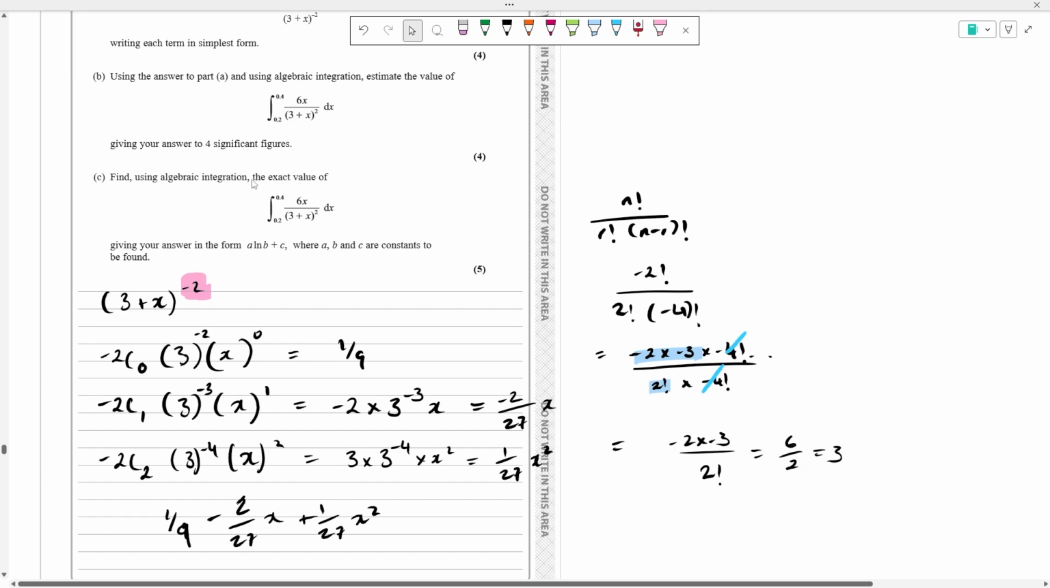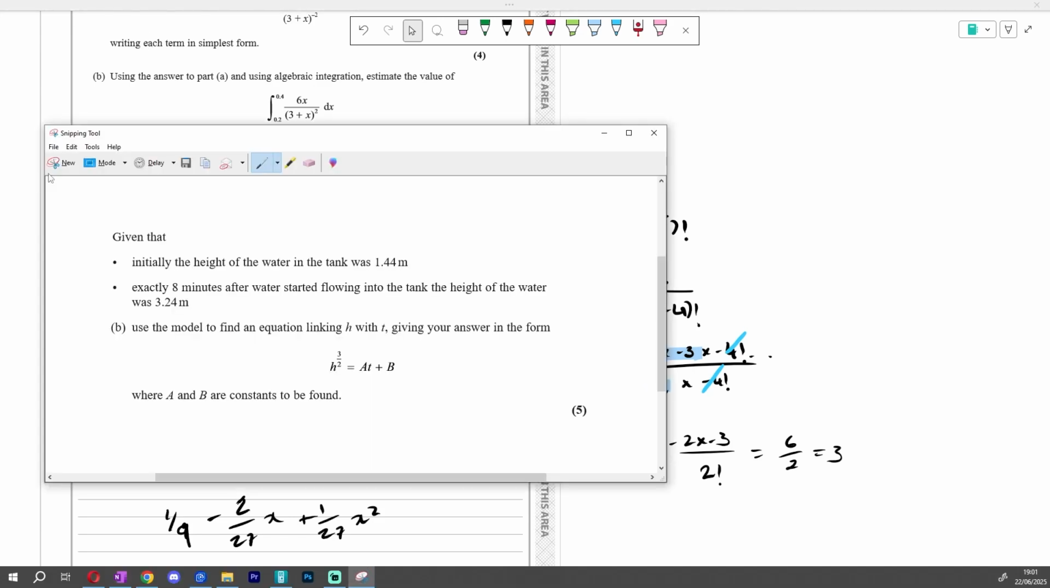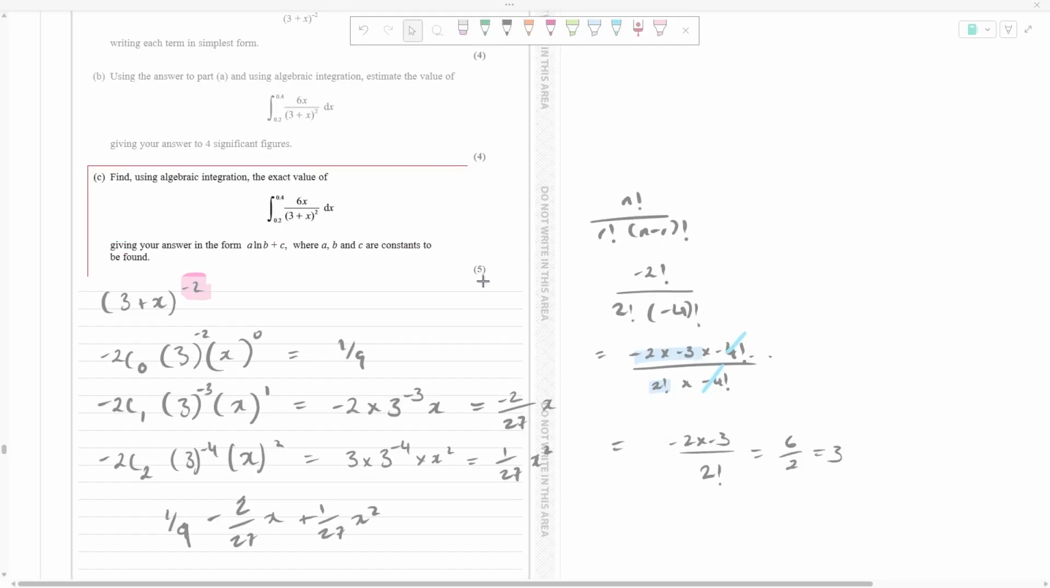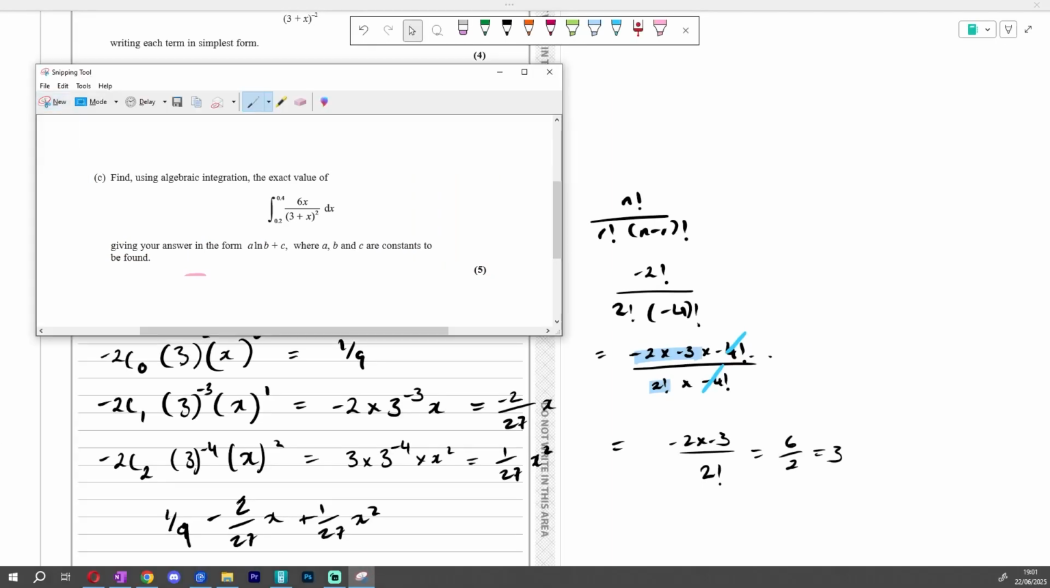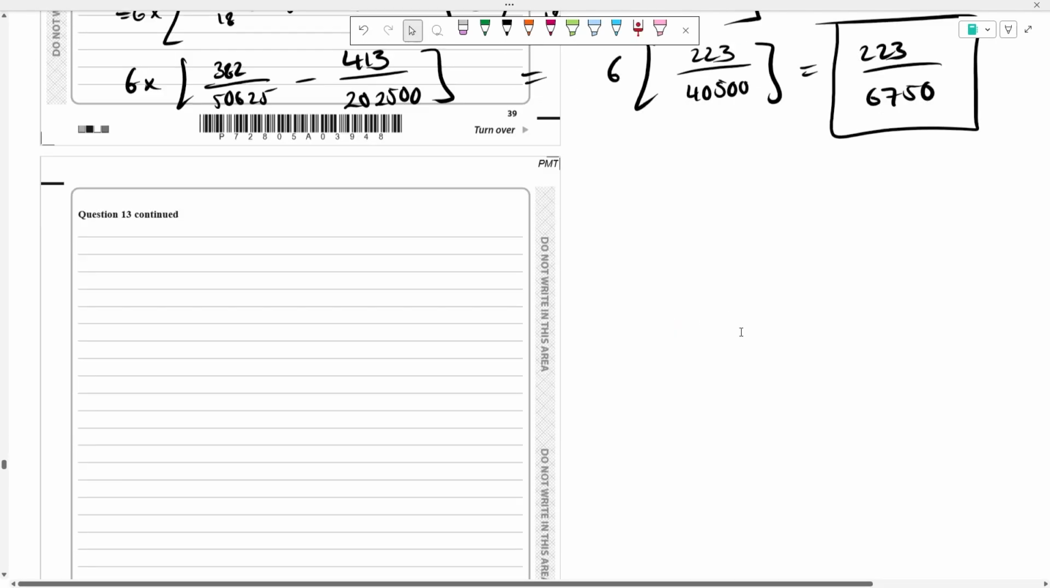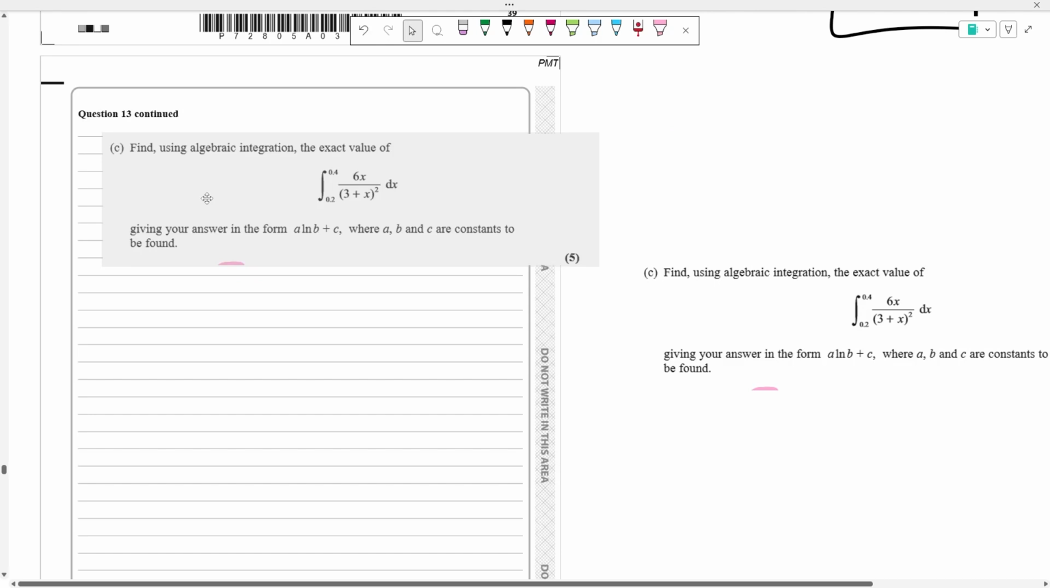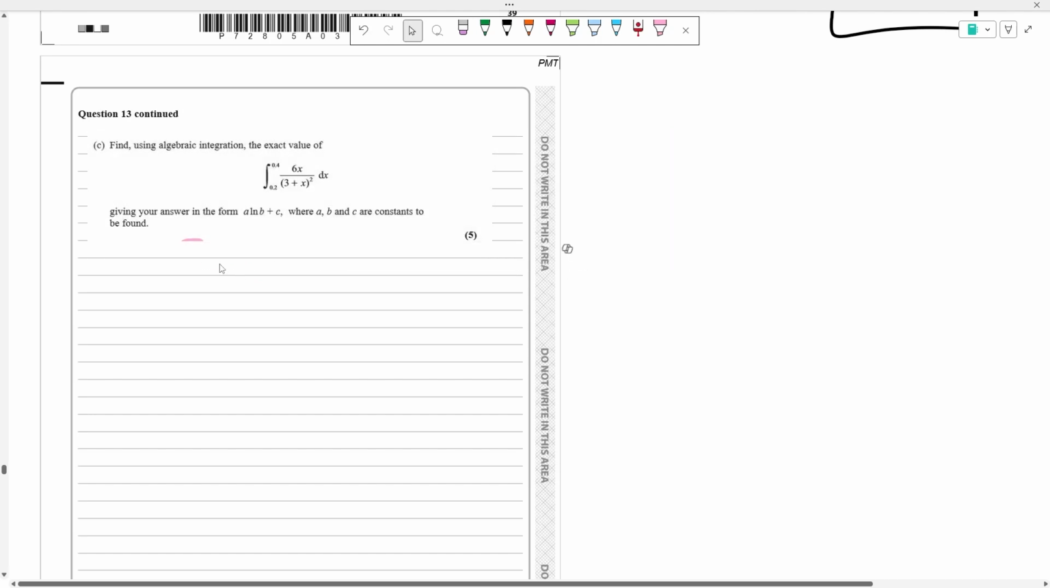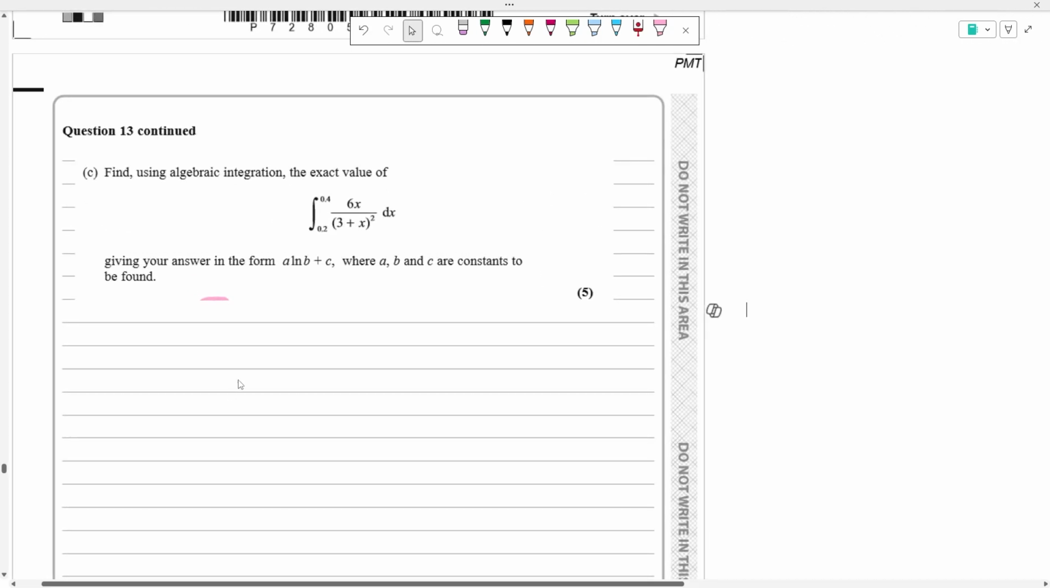Find using algebraic integration the exact value using this, and we are asked to give our final answer in terms of ln. I'm going to take a screenshot of this and let's move it down. Cool. Well, the first thing that comes to mind is potentially using integration by substitution, just because you can see that here x doesn't necessarily differentiate back to 6x.